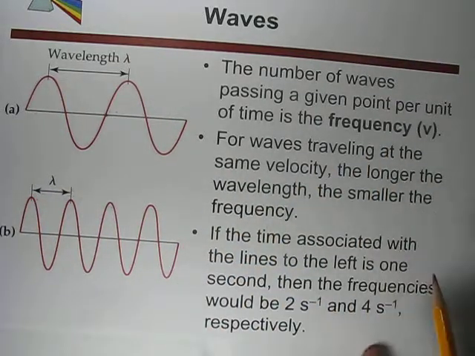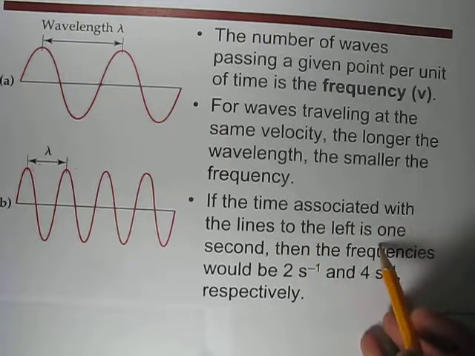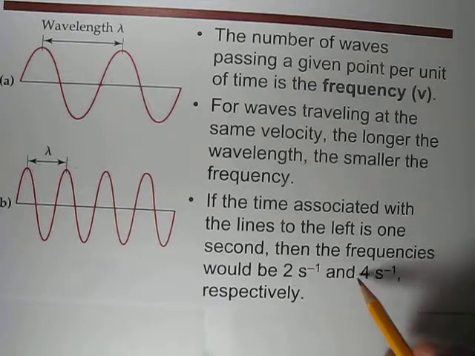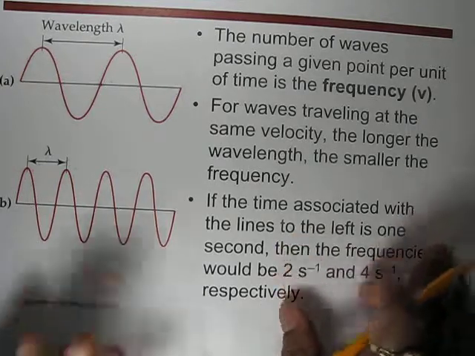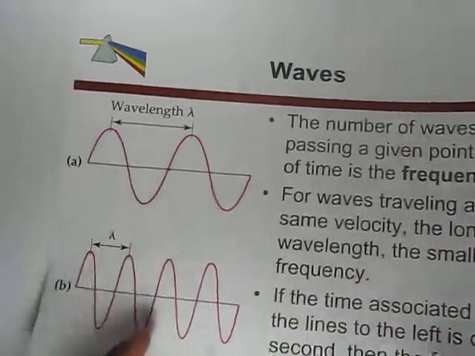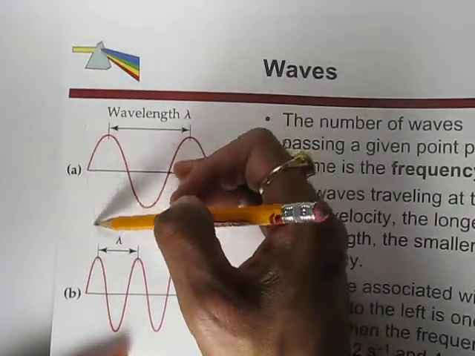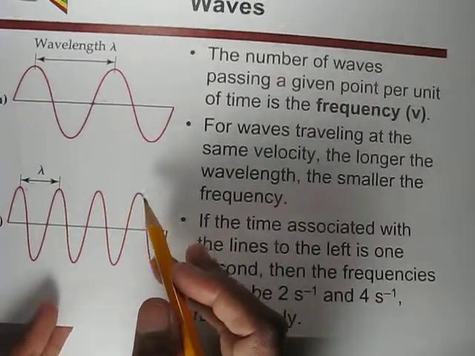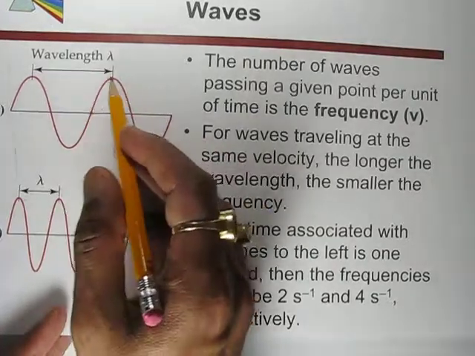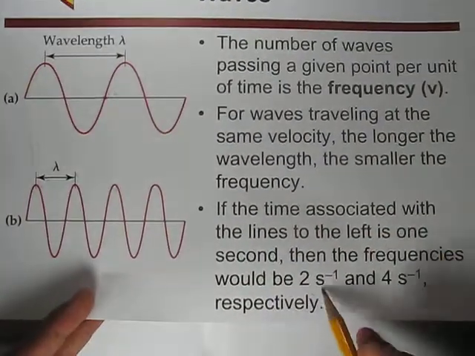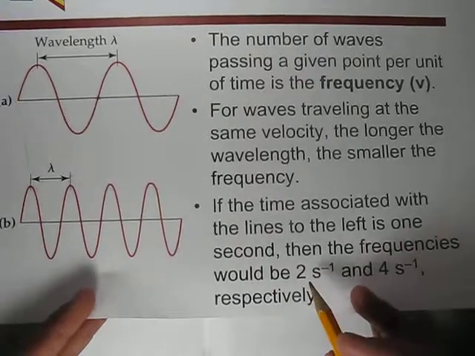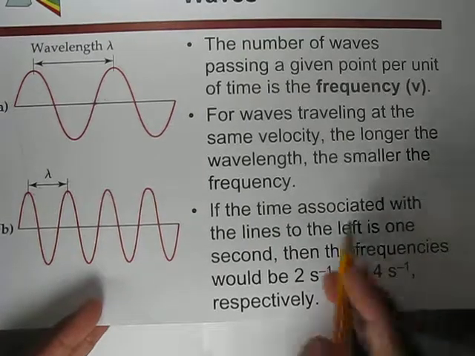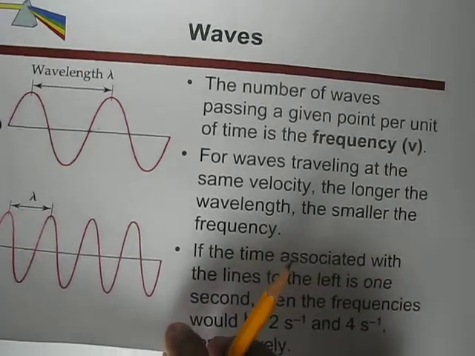And if the time associated with the lines to the left is 1 second, then the frequency would be 2 per second and 4 per second respectively. So here, if we put the time, then for this figure A, the frequency will be 2 wavelengths per second, and for this it will be around 4 wavelengths per second. So this is the definition of frequency.